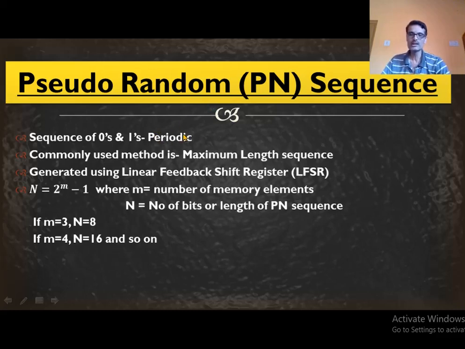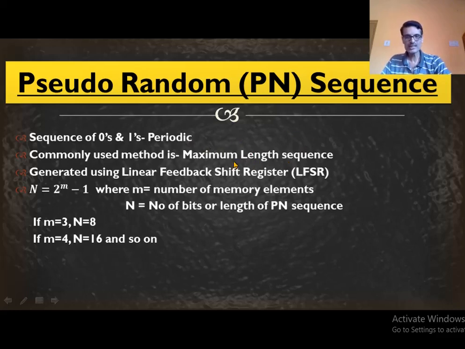That means it will repeat after a certain interval of time. It's basically periodic. The same code is repeated multiple times. And to generate this PN code, the method commonly used is something called the maximum length sequence code. As I mentioned over here, maximum length sequence code.